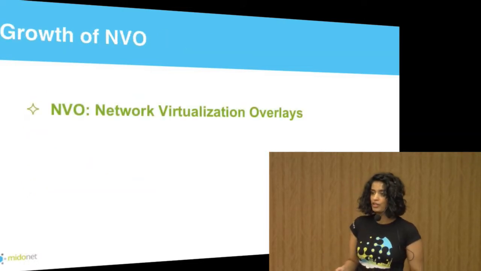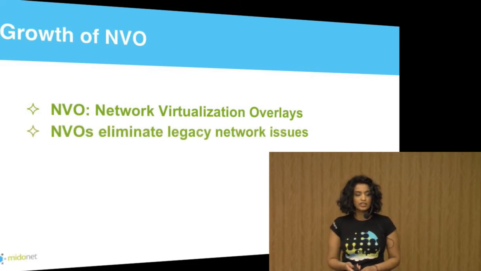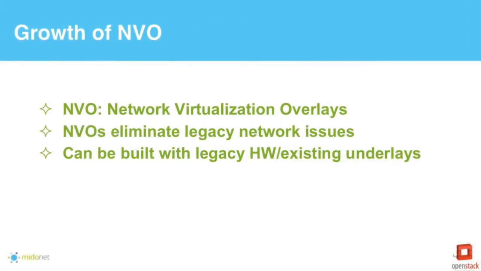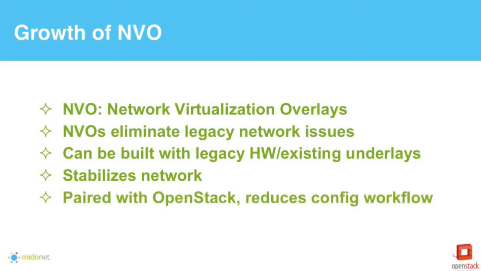Therein came the growth of network virtualization overlays. So technologies like GRE, VXLAN, giving the ability to extend layer 2 networks across, for example, a layer 3 class on the underlay. So this enables a more stable network, removing those large broadcast domains, not succumbing to spanning tree protocol and reconvergence and things like that. Also paired with OpenStack, we get more insight and context behind logical networks when tied via SDN through a Neutron plugin, for example.